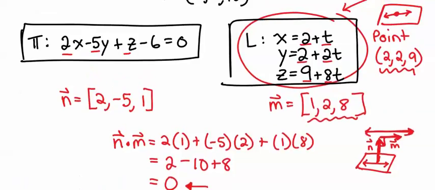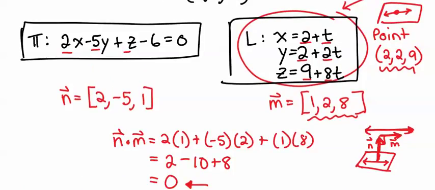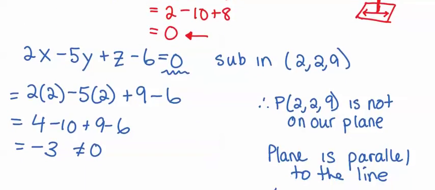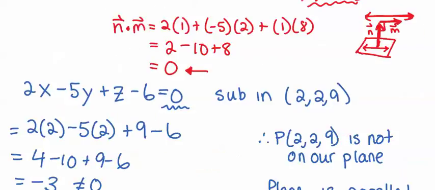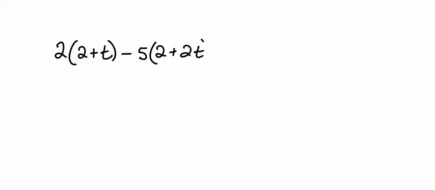Ooh, I think I was going to show you another way to solve it. If you don't feel like doing the dot product and subbing a point in to see if it's parallel or coincident, you can just solve the question like we just did. So sub all these x values in for x, sub these y values in for y, etc. Let me just show you really quickly. So that would look like 2 times 2 plus t, minus 5 times 2 plus 2t, plus z, which is 9 plus 8t, minus 6 equals 0.